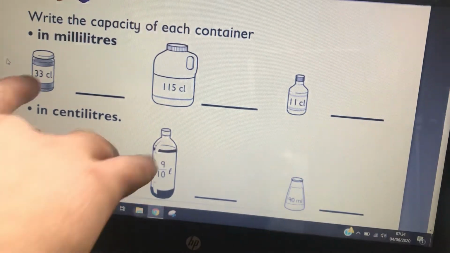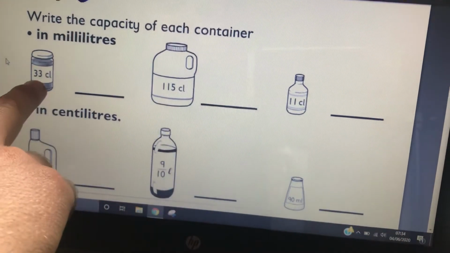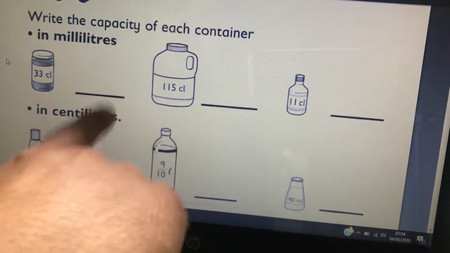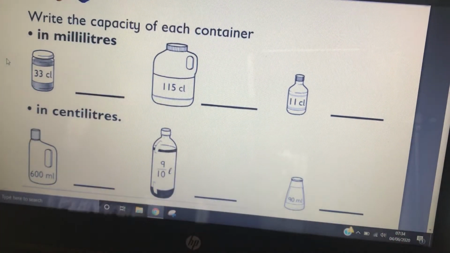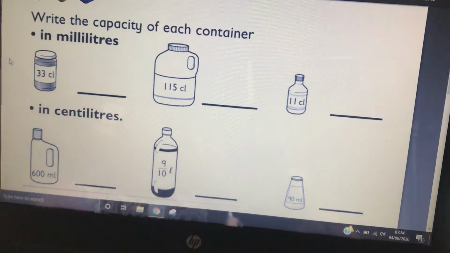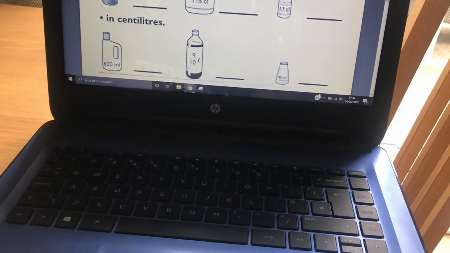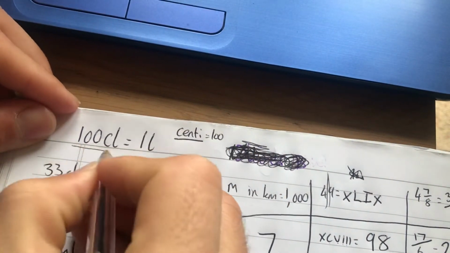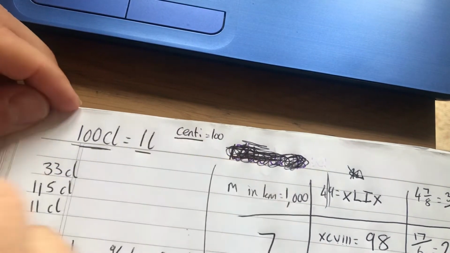So the first ones here, you've got 33 centilitres, 115 centilitres, and 11 centilitres. We just need to put these into millilitres. So you need a couple of skills here. I'm going to go straight to the top of this page. 100 centilitres is 1 litre.